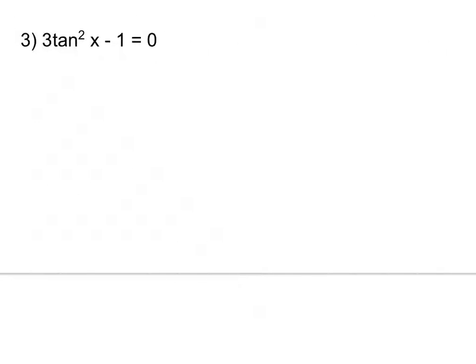So again, first I'm going to solve for tangent. So I have tangent squared, add the 1, divide by 3, now take the square root. So I'm dealing with tangent x, because I'm going to take the square root of it, which is equal to positive negative 1 over square root 3.